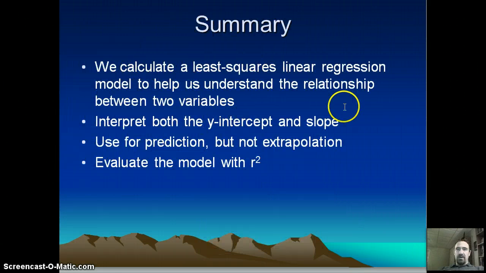Overall, we calculate least squares regression models to help us understand the relationship between two variables. We interpret both the y-intercept and the slope of those, and usually the y-intercept, sometimes helpful, slope always. We can use them to predict but not extrapolate, and we evaluate by looking at R squared.